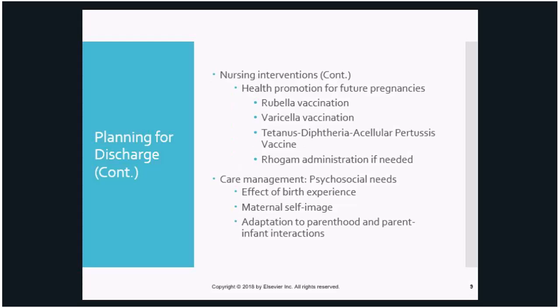So, care management, psychosocial needs, the effect of the birth experience. Some people feel that they've had a traumatic birth experience. Some people may need some counseling. They can feel kind of let down if they brought in a 2-page birth plan and it didn't go as they planned, or they had to have a C-section and they wanted to have a natural birth. So being aware of the maternal self-image, the adaptation to parenthood, and parent-infant interactions. This is done while you're doing your rounds.